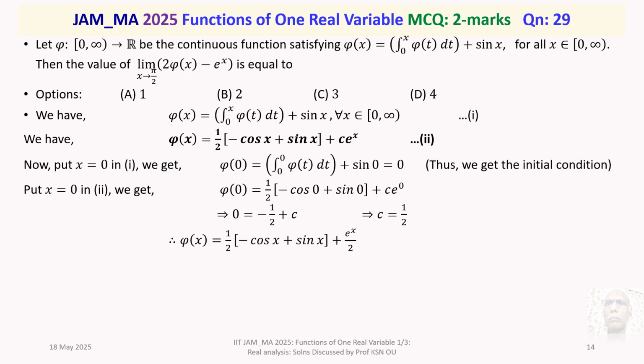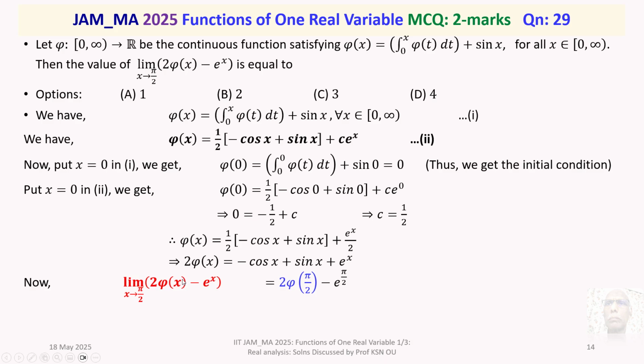Okay, we got it. Now what is it that we want? We want this value. So now multiply throughout by 2. Then 2 times phi of x is equal to minus cos x plus sin x plus e power x. So what is to be found? This limit: x tends to pi by 2 of 2 phi x minus e power x. These are continuous functions. Therefore, it will be 2 times phi of pi by 2 minus e to the power of pi by 2.